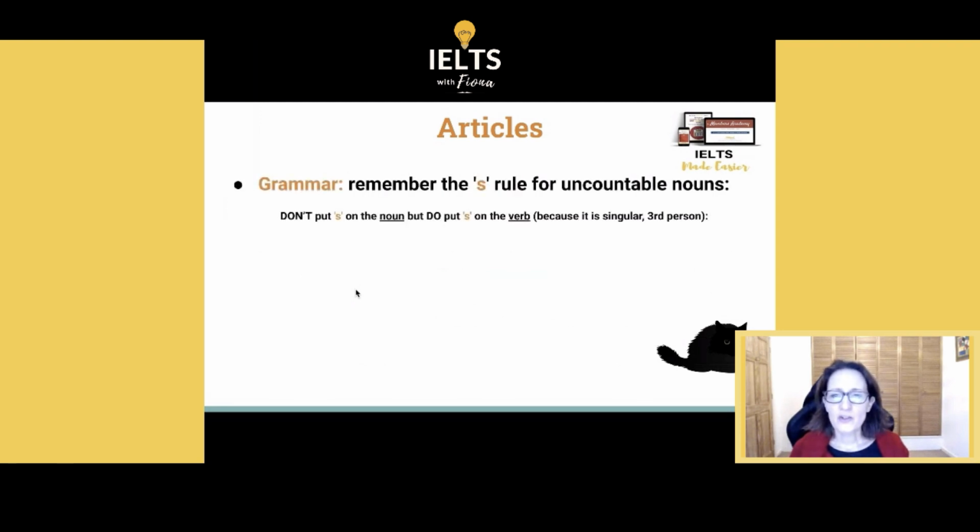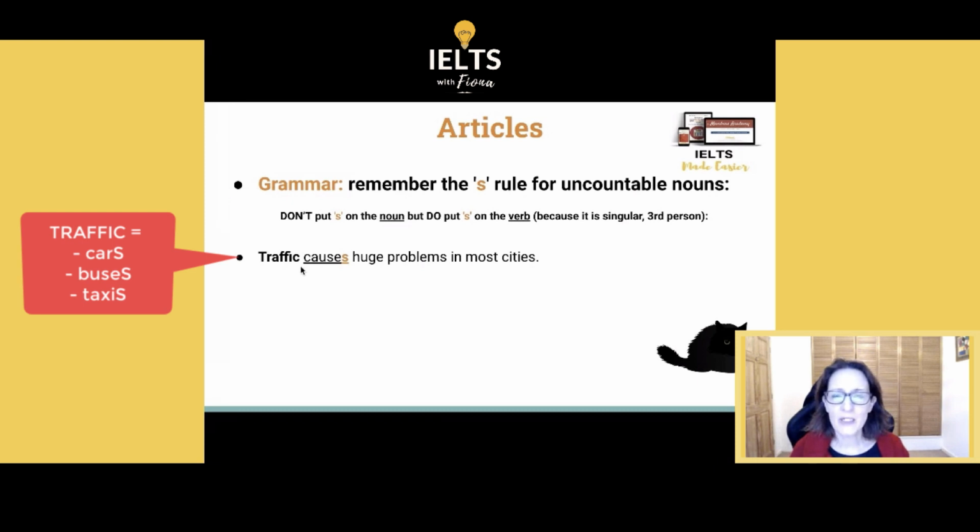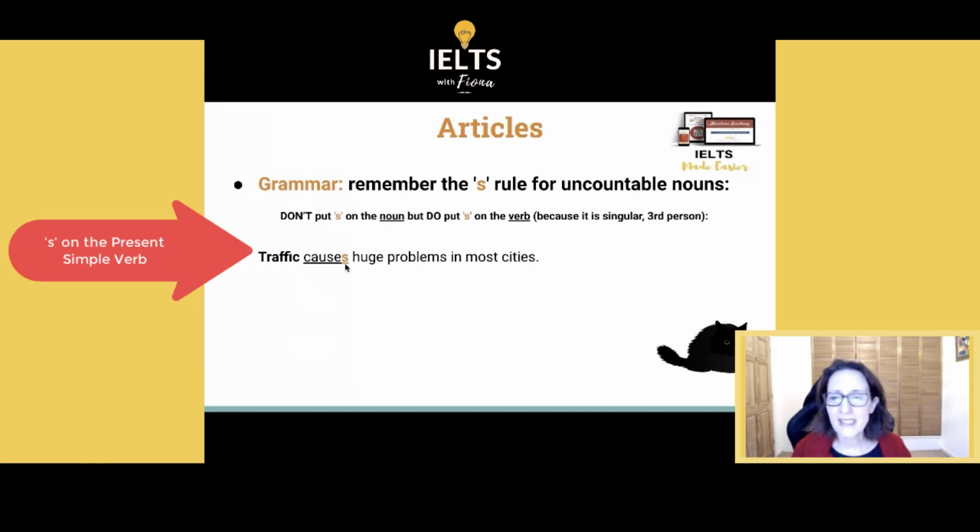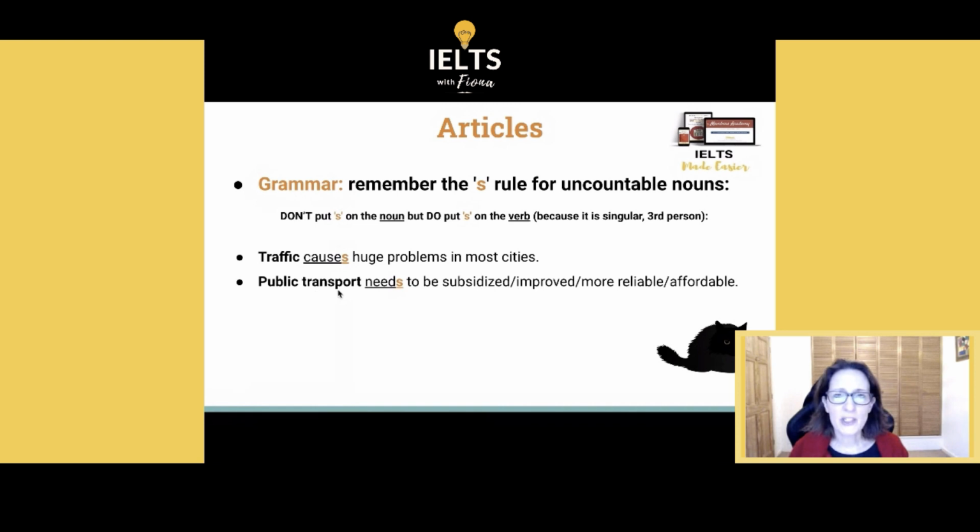One grammar point to remember is all about the uncountable nouns, like traffic, for example. Of course, there is no S because it's not countable. But if you're talking about present simple, then you need S. Traffic causes. Public transport, uncountable, it needs to be subsidized. And finally, travel is general and it broadens the mind.